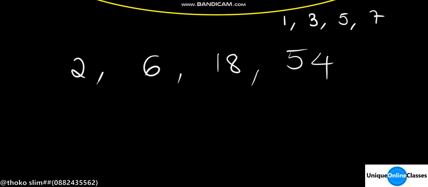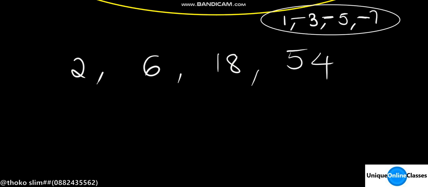In the previous video we talked about this kind of sequence, 1, 3, 5, 7. It has a common difference because here the difference is 2, here the difference is 2, and here the difference is 2. If the difference appears everywhere, that is why it is called the common difference. But in this case, here the difference is 4, and here the difference is 12, so we don't have a common difference.